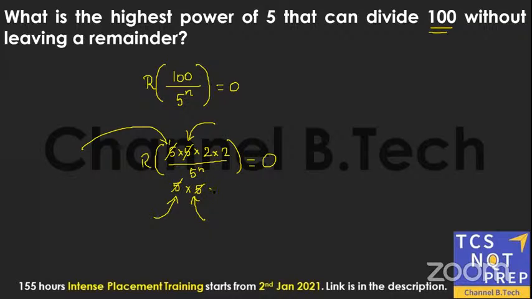But if you put one more 5, what will happen? This 5 will not get cancelled at all, right? It will remain as it is, and then there are no multiples of 5 in the numerator. So when you divide it by 5, it will not give remainder 0, right? So the maximum value of n is nothing but the number of 5s in the numerator. However many 5s are there in the numerator, that is the maximum value of n that can be used in 5 power n, so that the remainder will be 0.